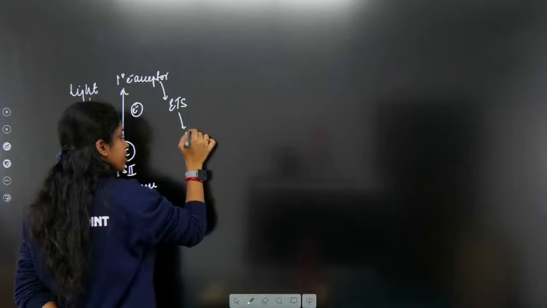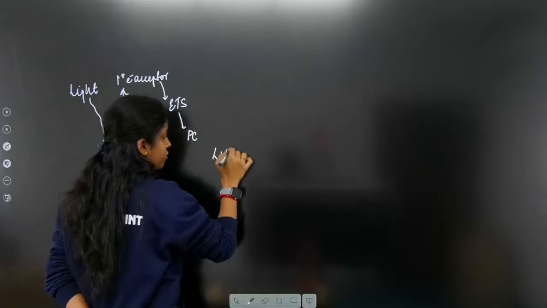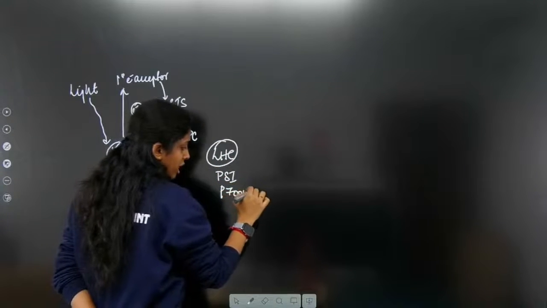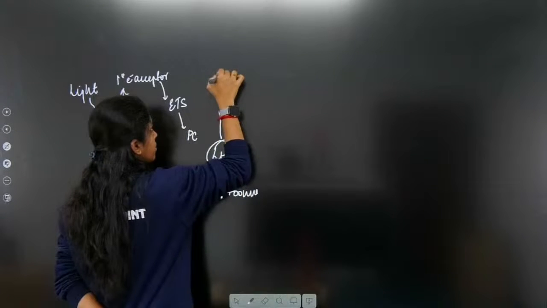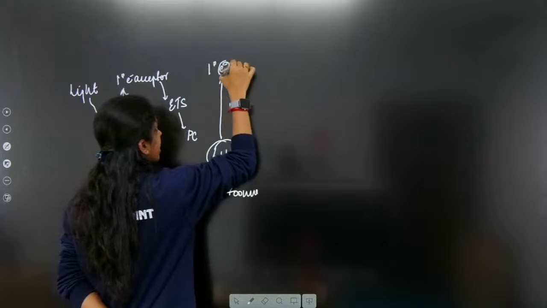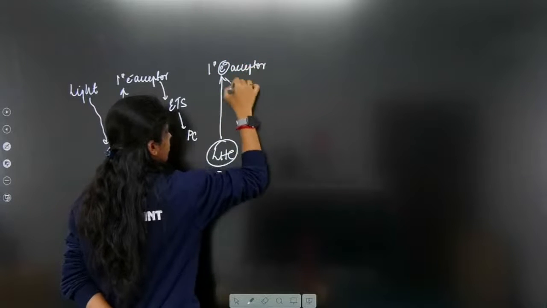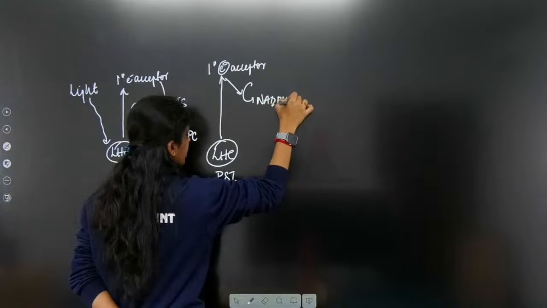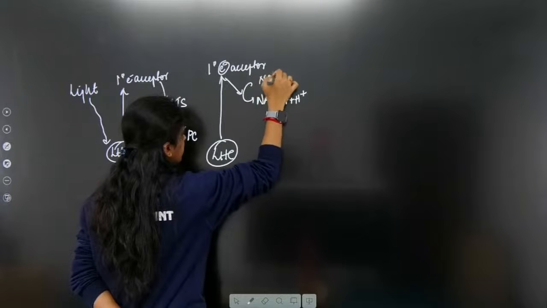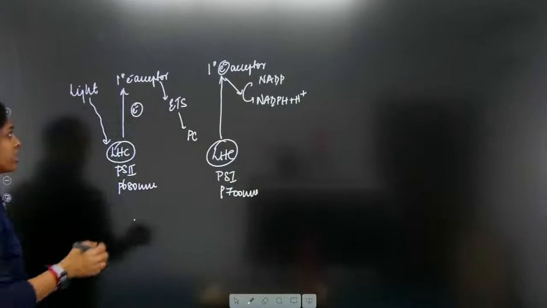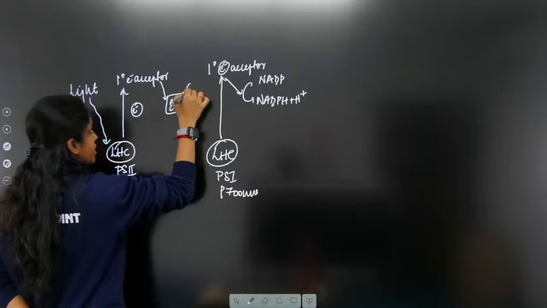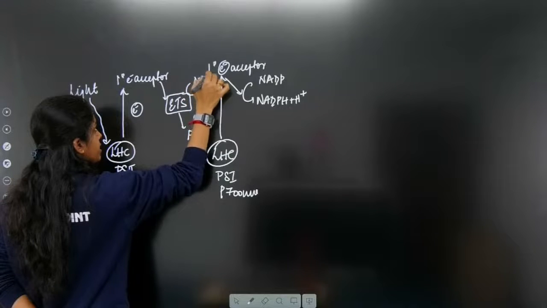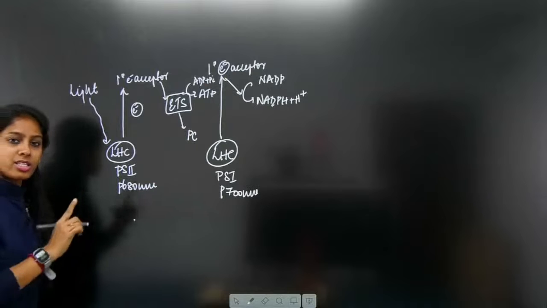From the ETS it goes to plastocyanin. Then it comes to the LHC of PS1. This is at a wavelength of P700 nanometer. This goes up, and here you have the primary electron acceptor. Then it goes down to convert NADP into NADPH plus H plus, right? When it moves inside the ETS, you have the formation of ATP from ADP plus Pi. Right, so this is how it happens, yes.